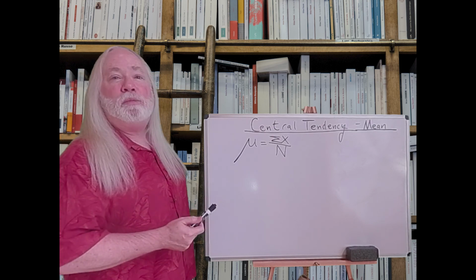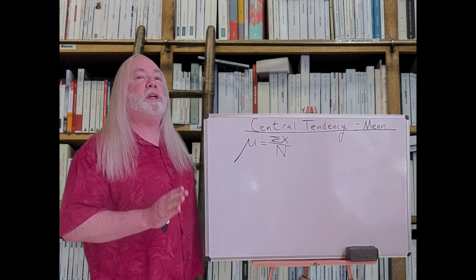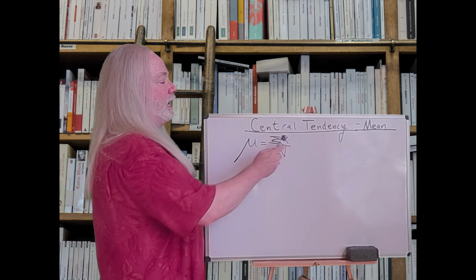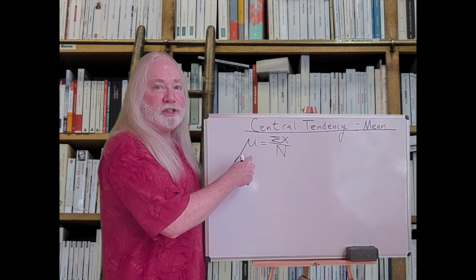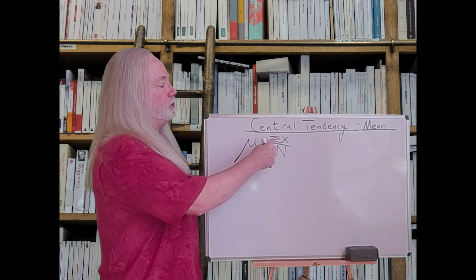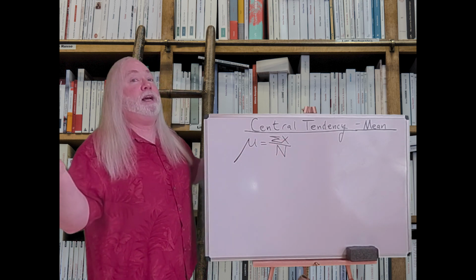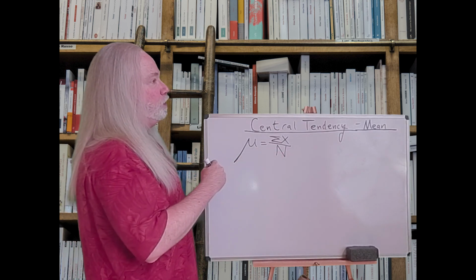But again, remember, use the words, not the names of the symbols. So what you don't want to practice is saying mu equals sigma x divided by N. That doesn't mean anything. But the population mean equals the sum of the raw scores divided by the number of raw scores. Ta-da! Now it means something, right? So this would be the symbols we would use.